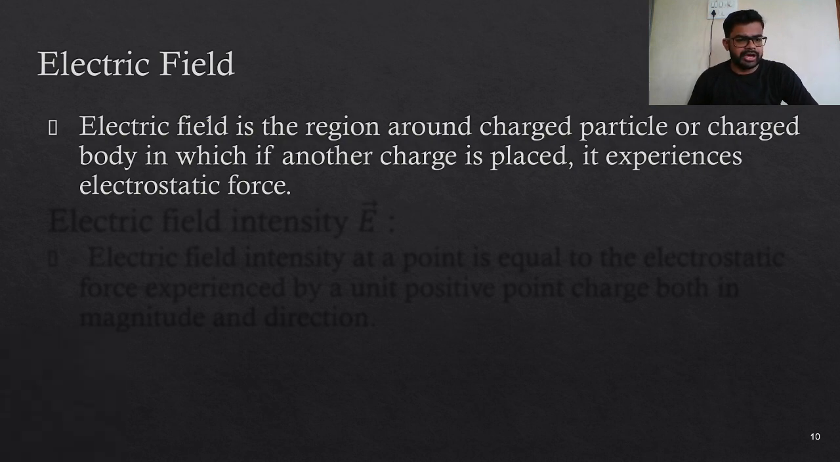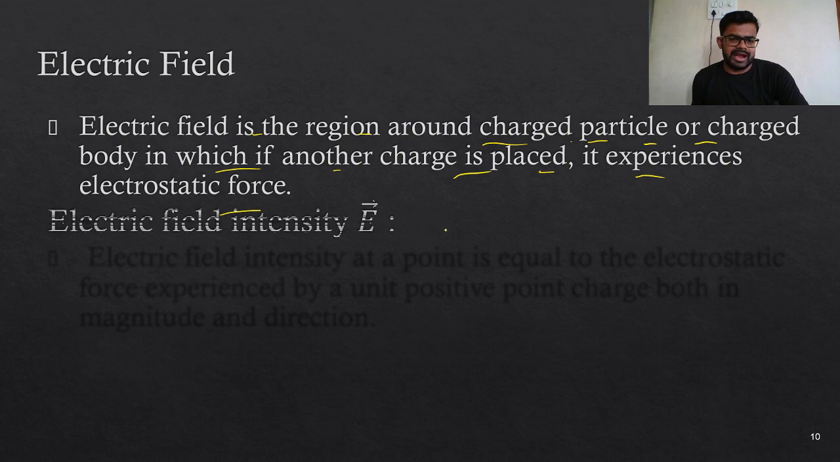So you got it. Okay, so let's see what is written here. Electric field is the region around a charged particle or a charged body in which if another charge is placed, it experiences an electrostatic force. That's all.